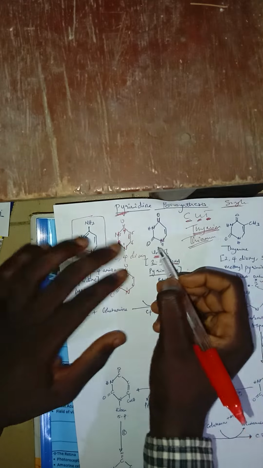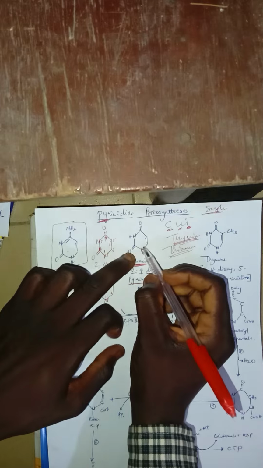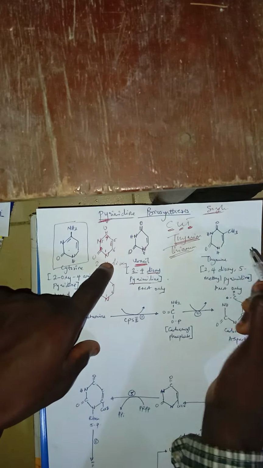Let me just draw it again quickly so that you don't need to revise the video. Something like this, very easy to draw. Here is N, here is N, here is 1, 2, 3, 4, 5, and 6. So 2,4-dioxypyrimidine, that is your uracil. Now, from uracil, I will get my cytosine, and I will also get my thymine.